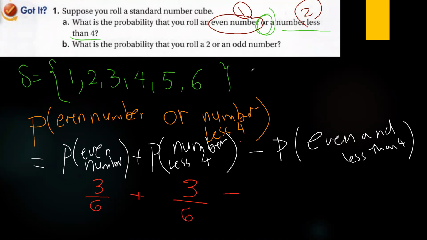Minus now. I will ask myself now. We found that yes, there's a number that is even and less than 4. Which number? 2. And the probability of 2? How many outcomes here? I have only one number, so 1 over 6. So then I will add 3 plus 3 is 6, minus 1, 5 over 6.